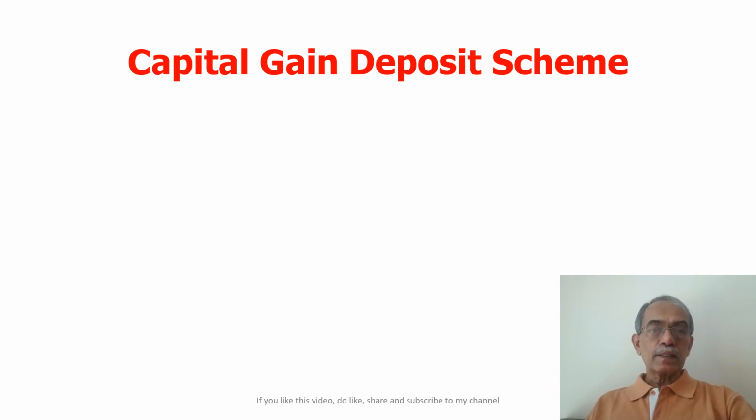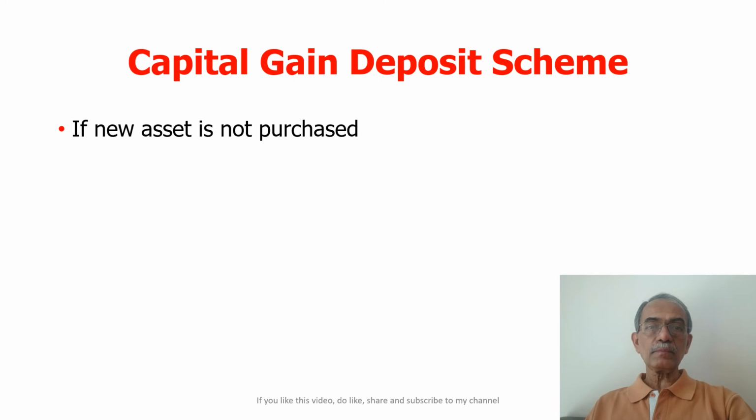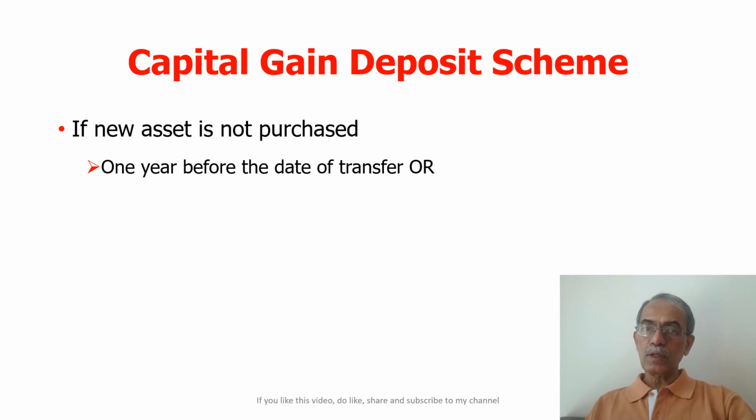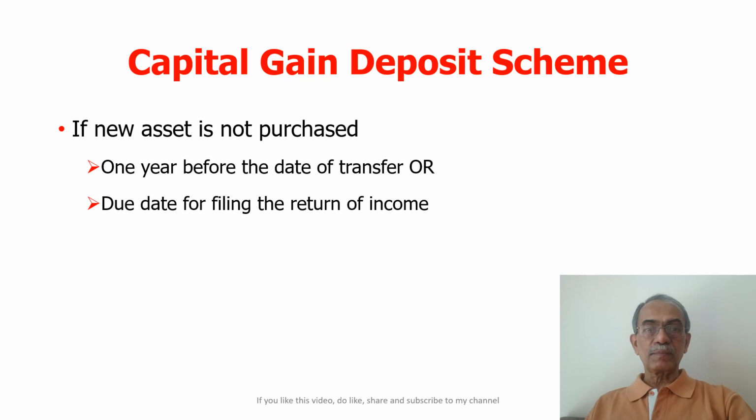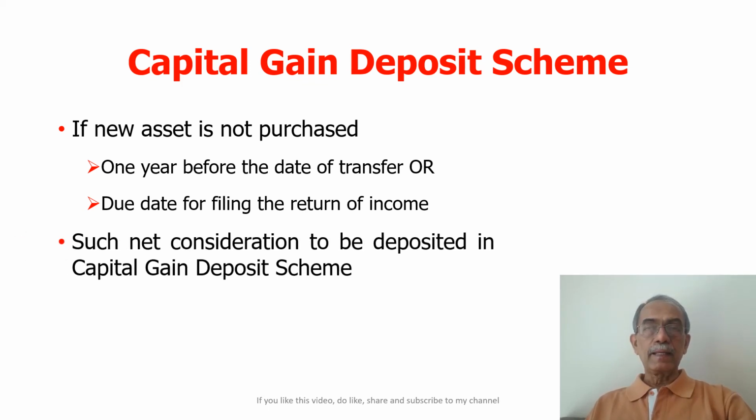Suppose the construction or purchase cannot be made immediately, then what happens? The Act provides for depositing the amount in what is called the capital gain deposit scheme. This is applicable when the new asset is not purchased either 1 year before the transfer or after the transfer, that is, within the due date available for filing the return of income. Then the net consideration has to be deposited in the capital gain deposit scheme.